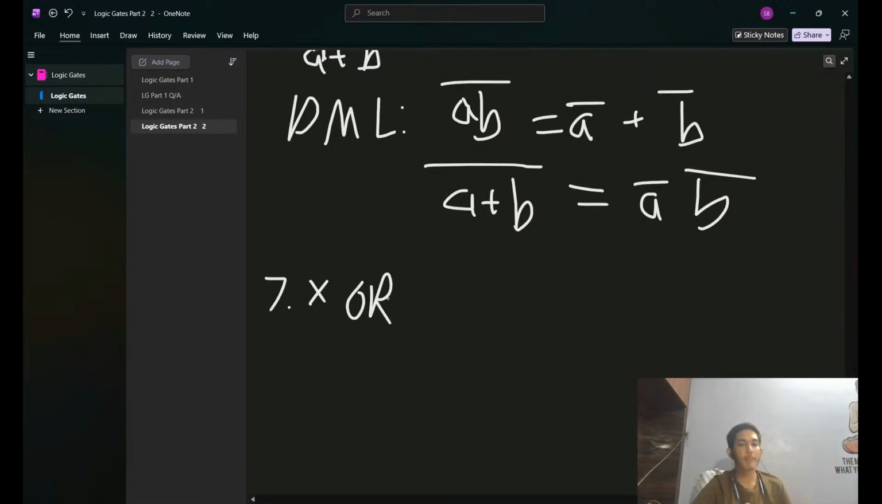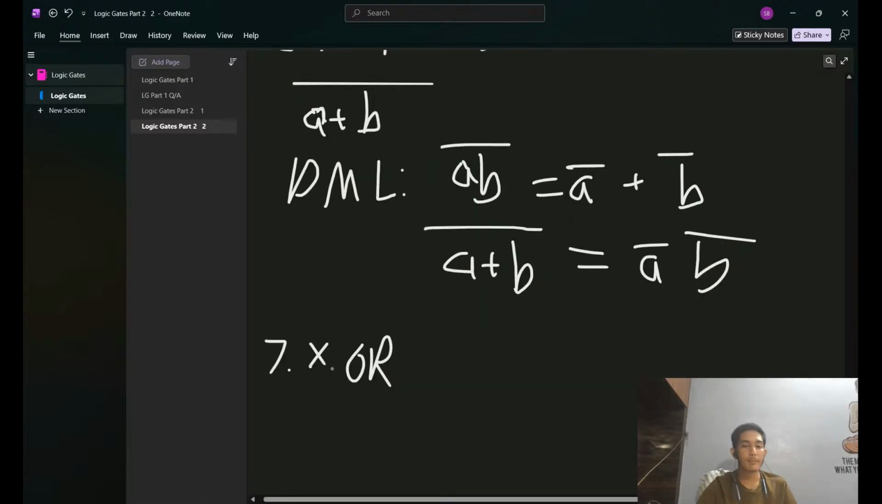This is a special type of XOR gate which simply excludes the one plus one thing.